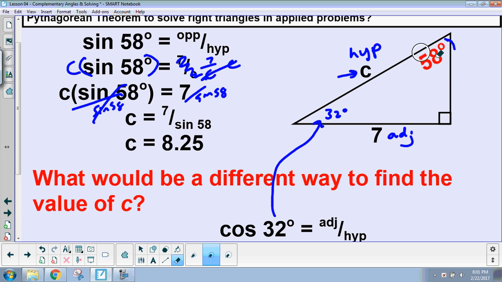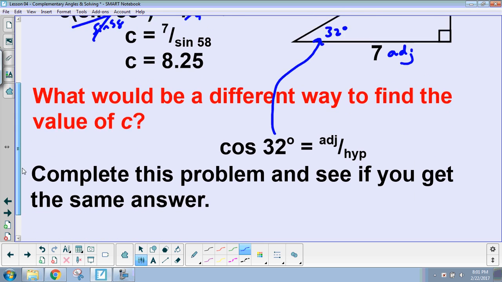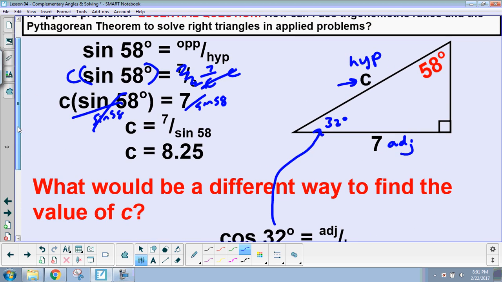Okay, complete the problem, see if you get the same answer. Go ahead, if you want, pause the video and try it, but I guarantee you'll get the same answer if you did it correctly. Well, this is how you solve for a missing length of a triangle. We'll get into angles here shortly.